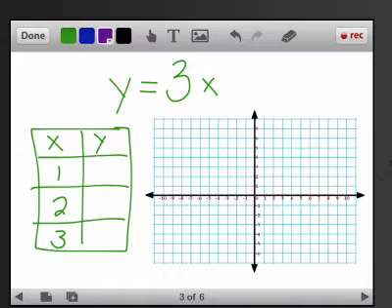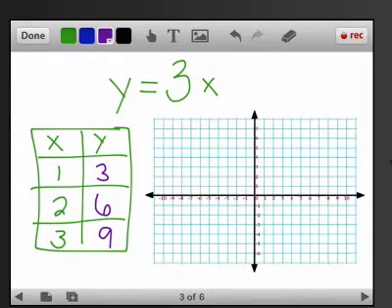Y equals 3x. I replace that x with a 1 because that is the first number in my chart. Y equals 3 with a 1 next to it. Remember, when two numbers are next to each other like that, it means to multiply. So y equals 3 times 1, which is 3. Now we replace the x with a 2. Y equals 3 times 2, which is 6. And my last one, y equals 3 times 3, which is 9.